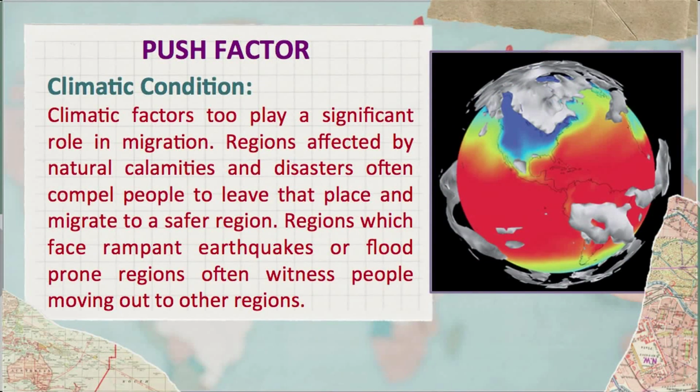Another push factor is the climatic condition. Climatic factors too play a significant role in migration. Regions affected by natural calamities and disasters often compel people to leave that place and migrate to a safer region. Regions which face rampant earthquakes or flood-prone regions often witness people moving out on a large scale to other regions. And these climatic conditions often induce group migration. People move out in a group.